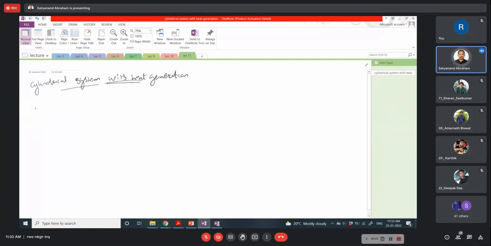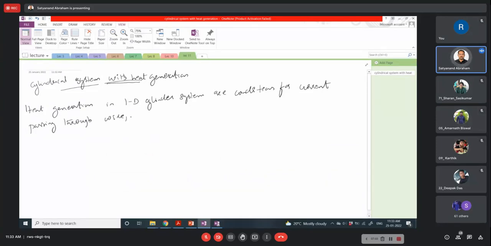We can see that examples of this kind are electric systems in which electric current is passing through a cylinder or wire. A wire is a kind of cylinder. And again, heat generation in a fuel rod in nuclear reactors. These are the examples for heat generation in 1D cylinder systems: current passing through a wire or heat generation in a fuel rod in a nuclear reactor, etc.